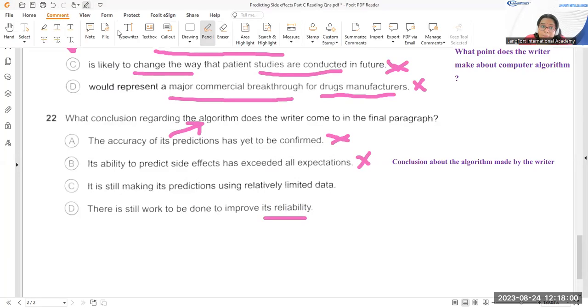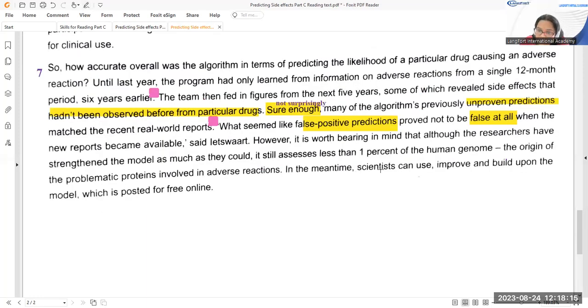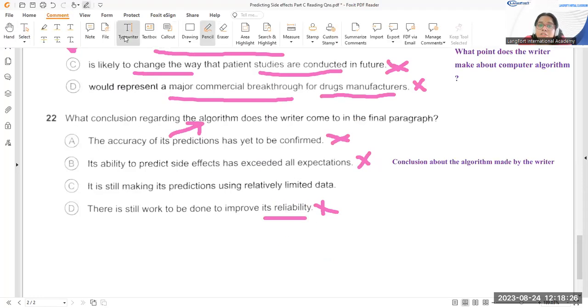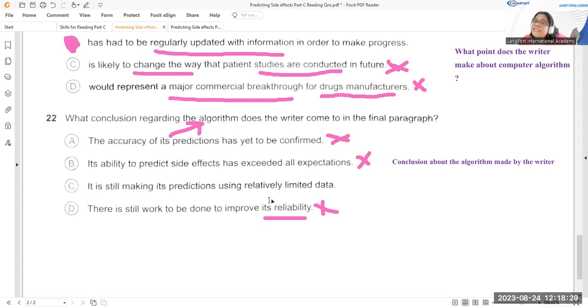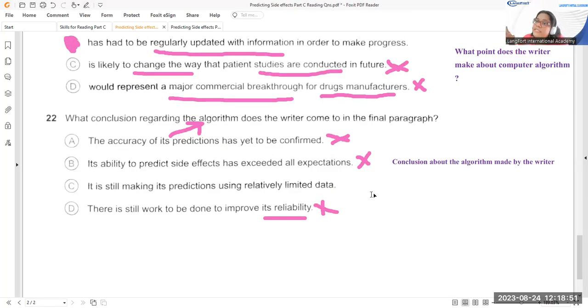No. Reliability means trustworthiness, dependability. Have they said that we need to improve it more for us to trust it, to be reliable? No. Okay, I'll tell you. Jose, I see your answer. Yes. In the meantime, scientists can use, improve, and build upon it. They never said we don't rely. When something is trustworthy, we call it reliable. We can trust it. So in the paragraph, have they said that? They have said we need to work more. Yes. But have they said that we need to do a lot of work to improve its reliability? No, nobody is suspecting its trustworthiness because it has proven again and again, based on the information given, that the things it says are trustworthy.